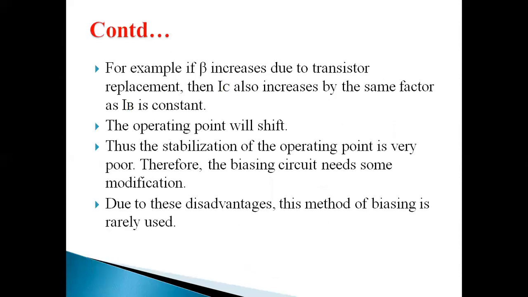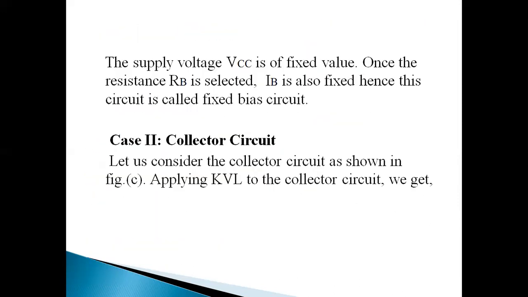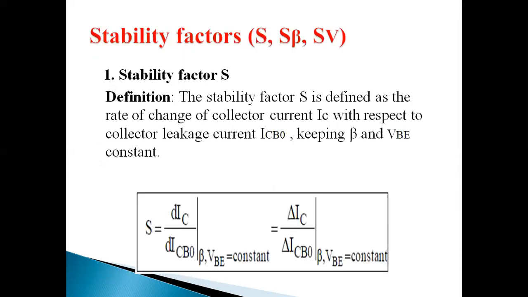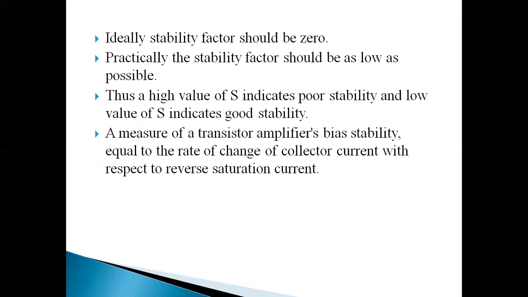So in order to overcome this disadvantage, we are going to move to other methods of biasing. In this session, we are going to learn the collector to base resistor method as well as the fixed voltage divider biasing network. And also we are going to learn some stability factors regarding these methods of biasing networks. Let me recall what we have learned. We have seen different stability factors. This depends on the rate of change of collector current with respect to collector leakage current. Practically, the stability factor should be as low as possible.